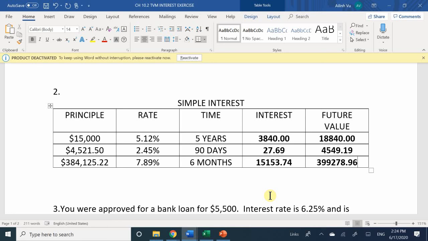Did you round your interest? That's probably where it was. If you want to also calculate it, you can do 2 plus 4. Your ending number has to be 6. Okay, so good. See, simple interest is very, very easy.